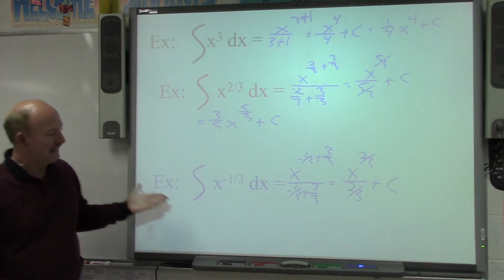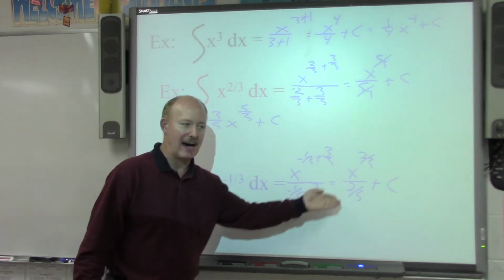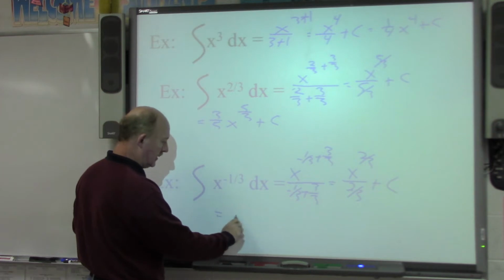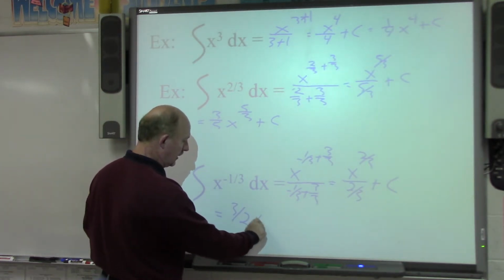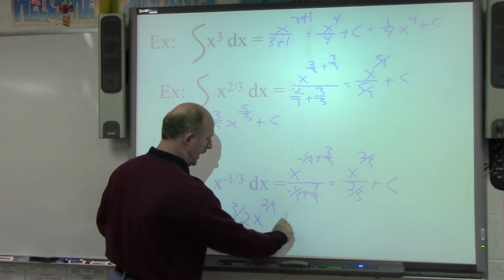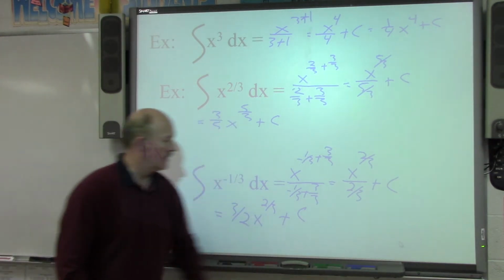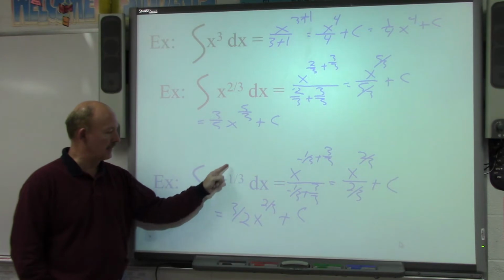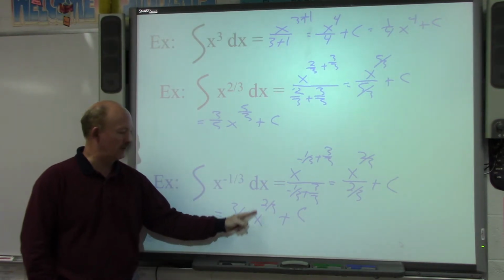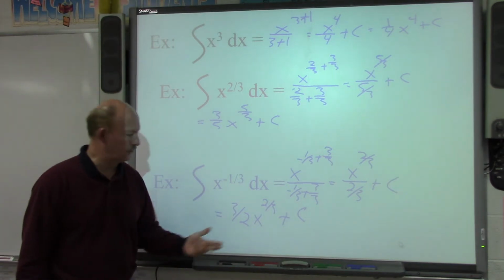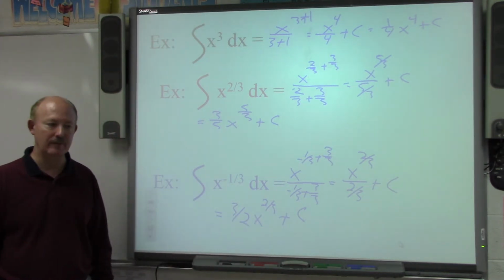Now once again, we're dividing by this fraction, so you're dividing by 2/3, so let's multiply by the reciprocal of 2/3. And this will simplify as 3/2 x to the 2/3 power plus our constant of integration. So the antiderivative of x to the negative 1/3 is 3/2 x to the 2/3 power plus c. So this will be the expression for our antiderivatives.